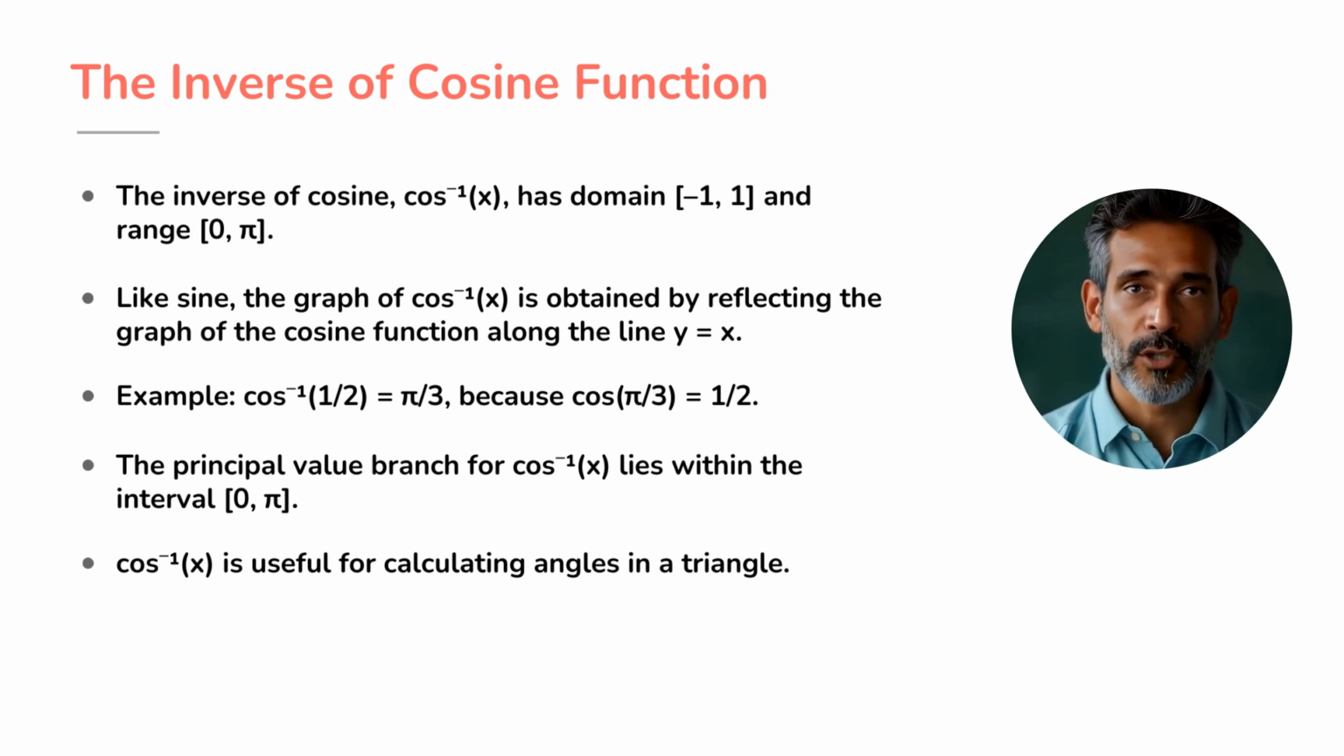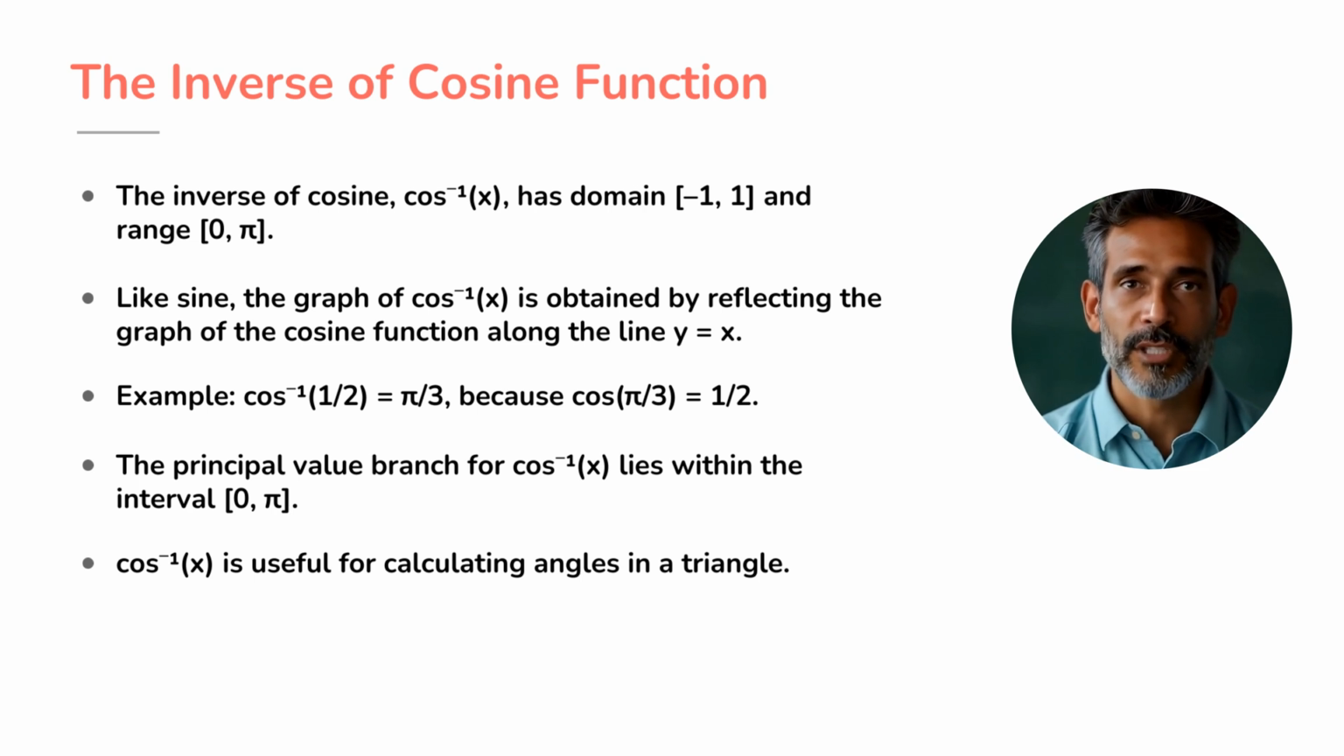Next up, we have the inverse of the cosine function. We call this function cosine to the power of -1 or arccosine. Just like with sine, the cosine function is not one-to-one over all real numbers. So we restrict its domain to the interval from 0 to pi, which makes it one-to-one and allows us to define an inverse. The domain of cosine to the power of -1 is also from -1 to 1, and the range is from 0 to pi.